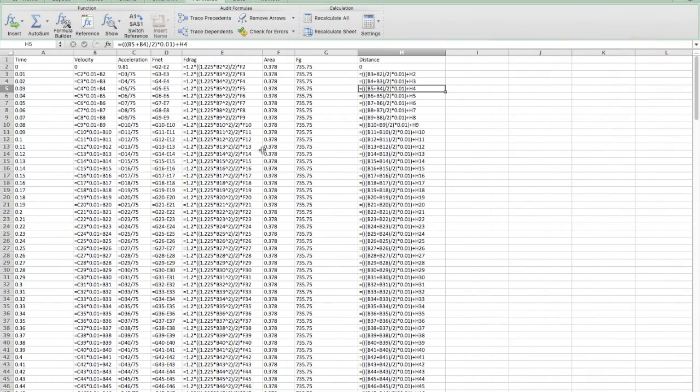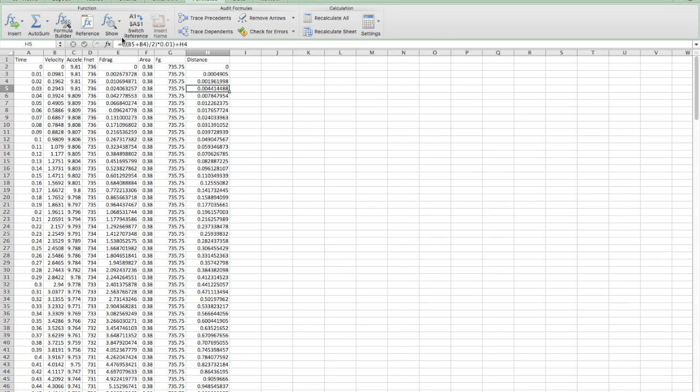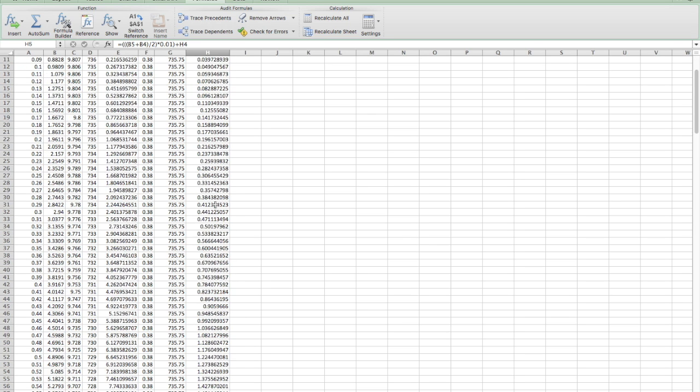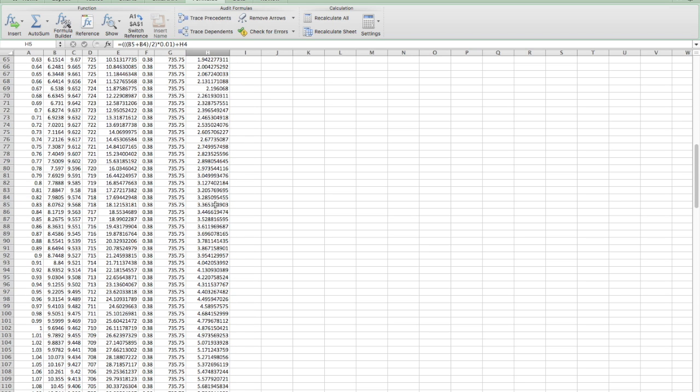After all is said and done, if you show the results from the equations, you'll see all the answers at each given time for the distance, the drag, the acceleration, F net, and the velocity. So if you go down to where a person falls approximately 3 meters, you'll see that his velocity at this time is 7.597 meters per second.